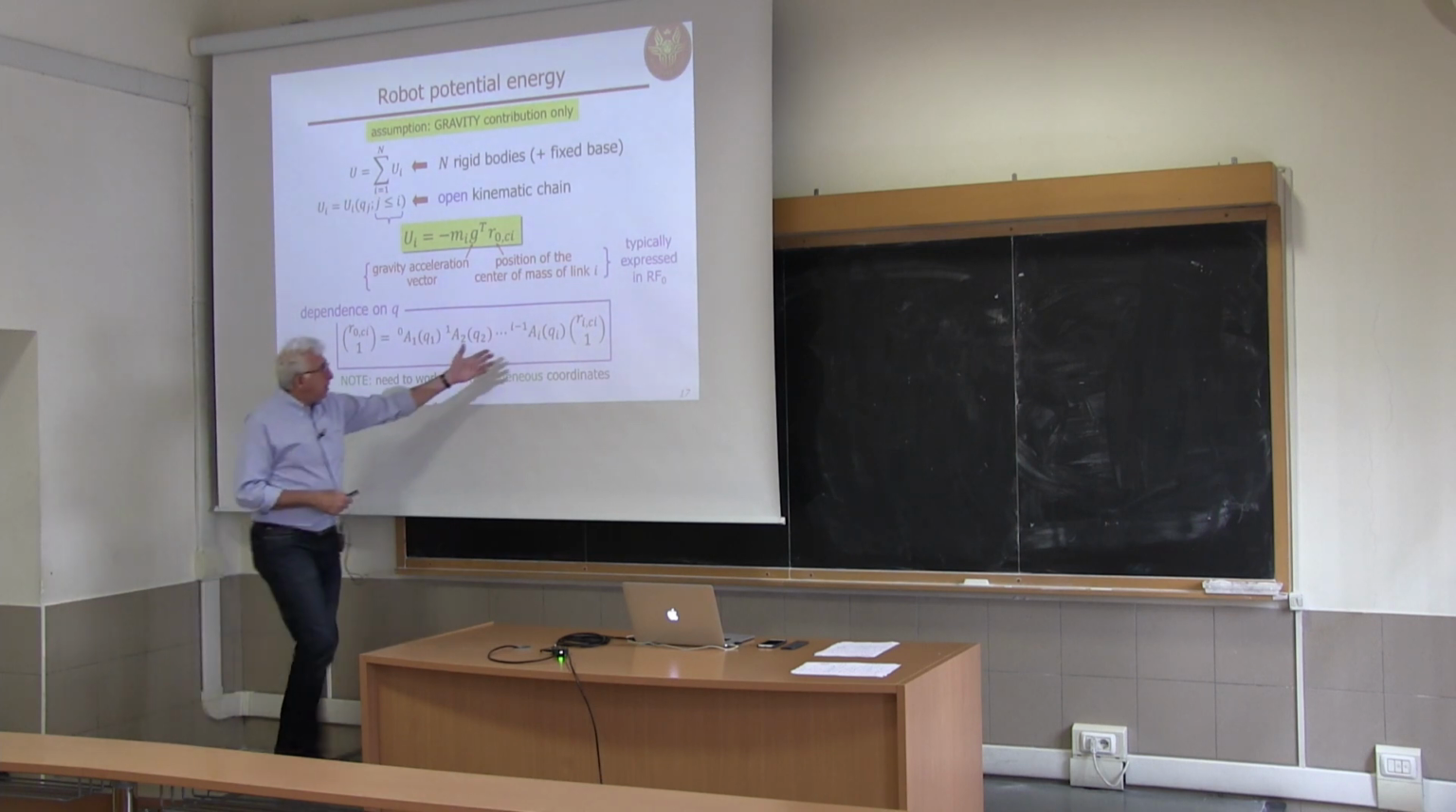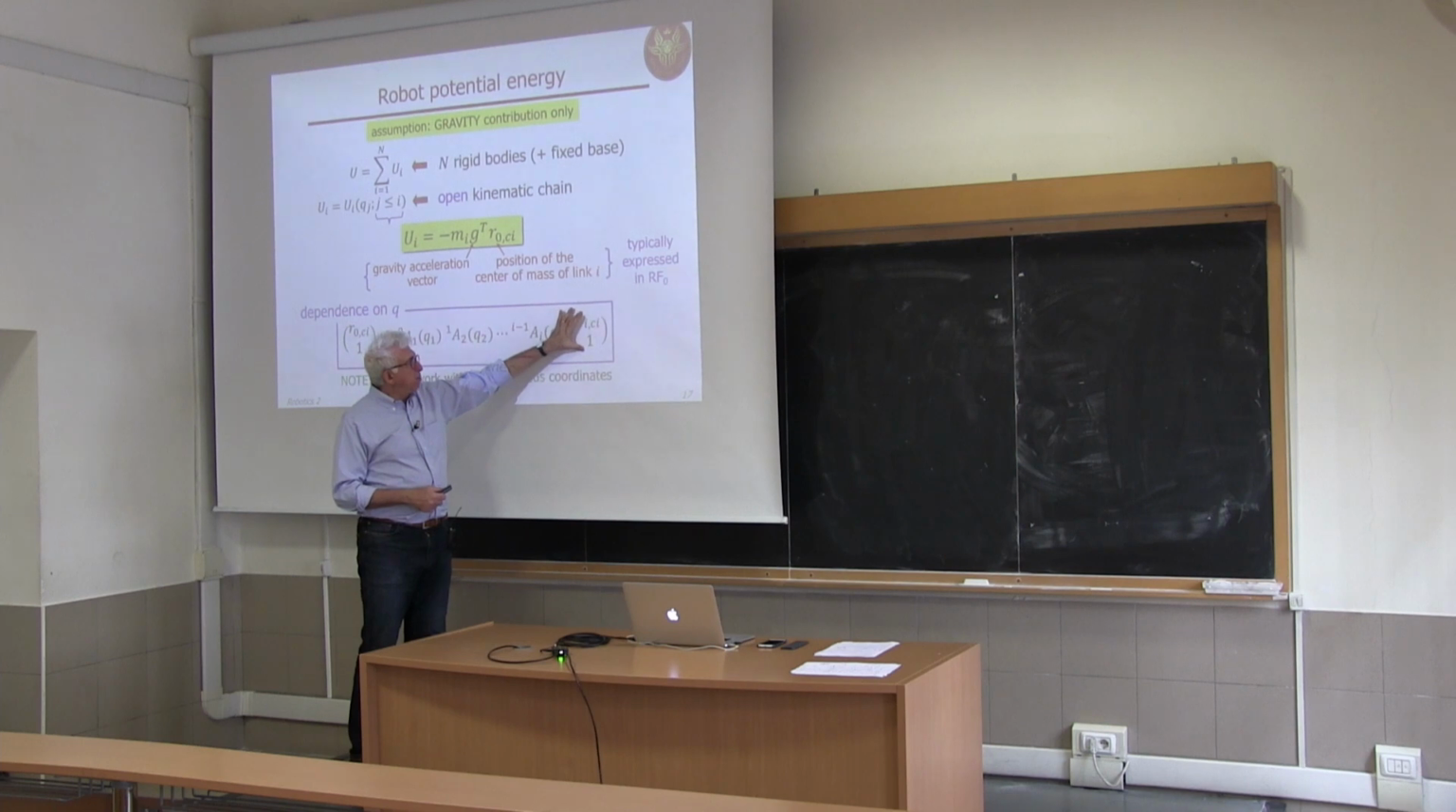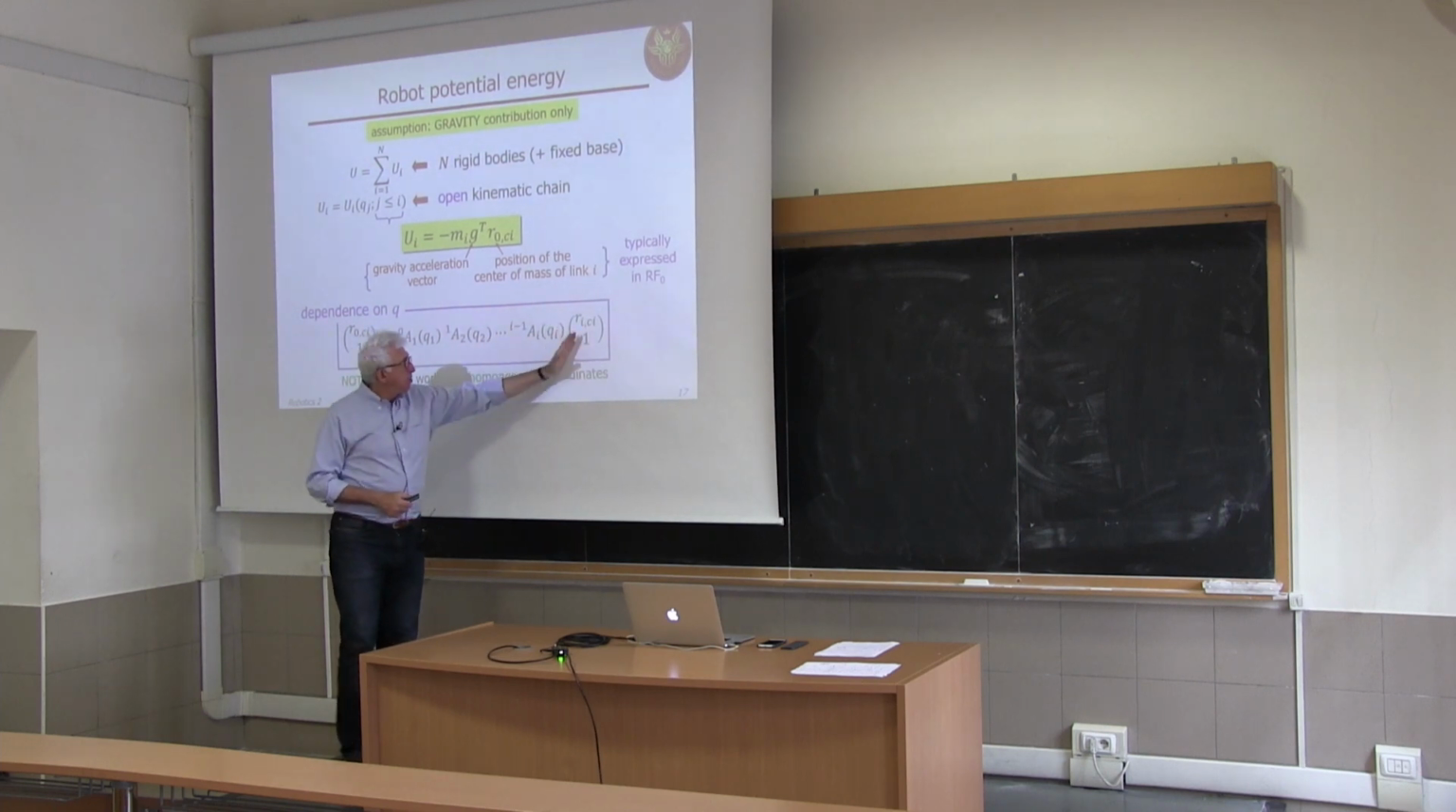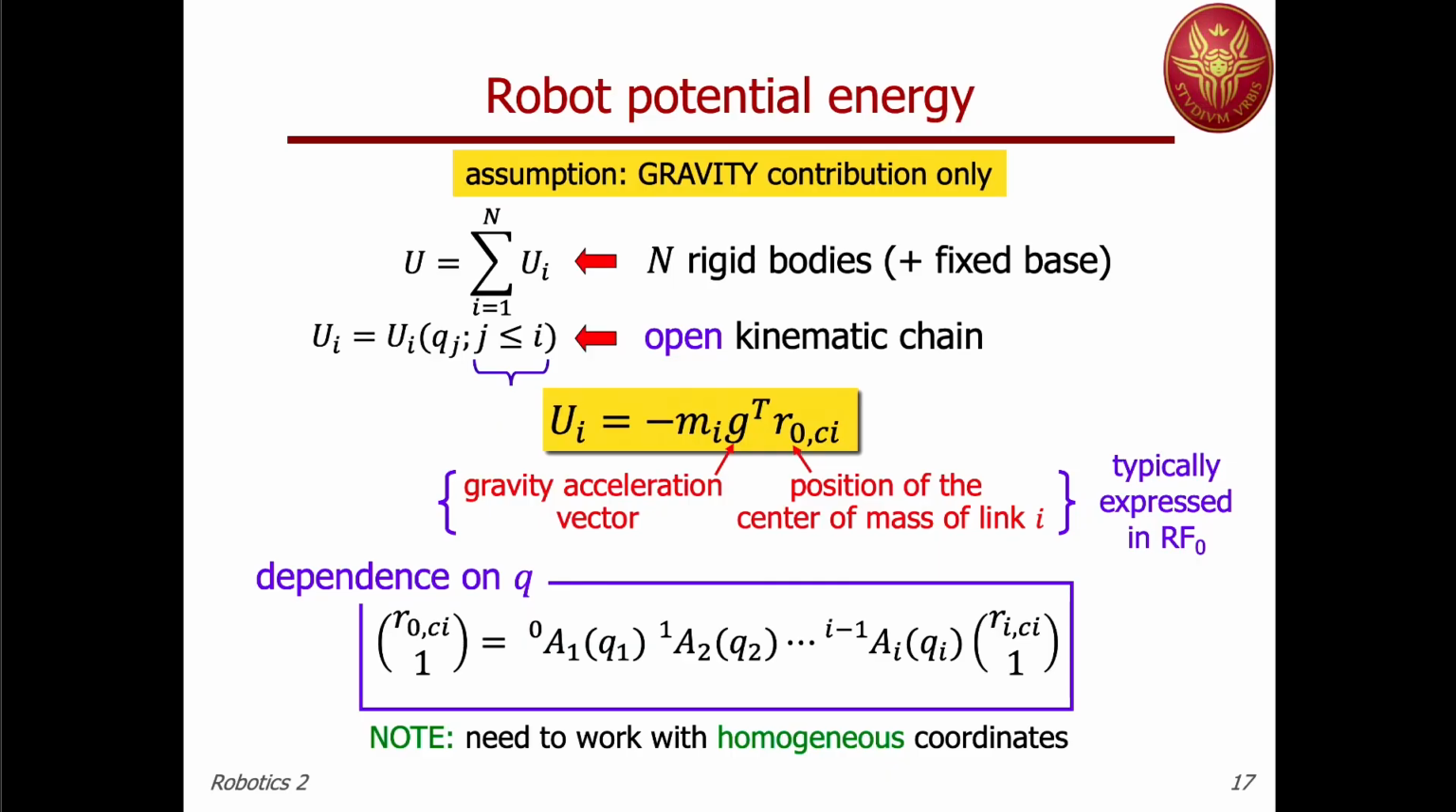So this, you border with a 1, this becomes a 4-dimensional vector, and then you express, after this product, this will be the homogeneous version of the vector going from the origin of frame I-1 to the center of mass of link I, expressed in frame I-1. And so on, you go back until you reach this, and this will be exactly the vector going from the origin of frame 0 to the center of mass of link I, expressed in frame 0.